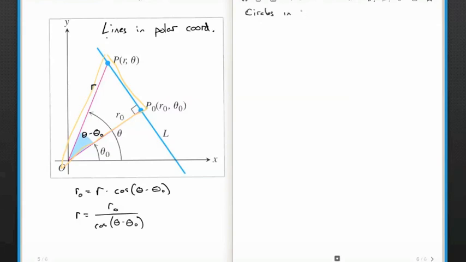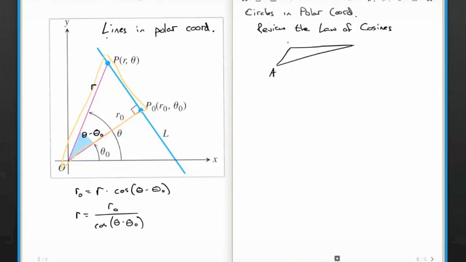The next topic I'm going to mention quickly is circles in polar coordinates. Before we do that, we have to very quickly review the law of cosines. If we draw a generic triangle here like this, recall that the vertices of a triangle are capital letters, and the lowercase letters go across from the corresponding vertex.